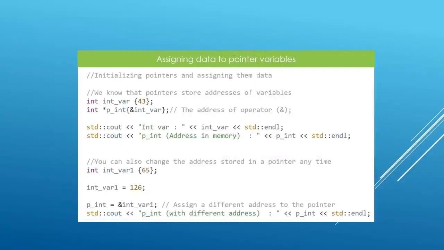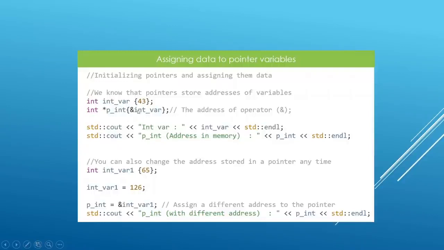Okay, now we have seen that we can declare and initialize pointers with null pointer. Now is the time to see how we can put actual data in those pointer variables. Here we have a variable which is called int var. It is of type int and its value is 43. We can also set up another pointer variable, int pointer. Its name is p_int, and we can initialize it with the address of another variable.